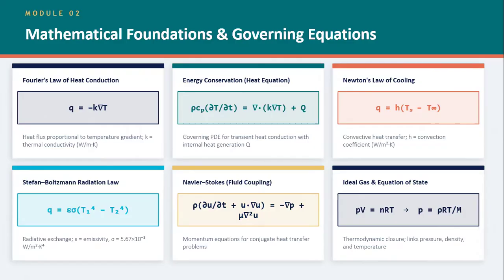The Stefan-Boltzmann law explains thermal radiation exchange between bodies. For systems involving fluid flow, the Navier-Stokes equations govern momentum transport and fluid motion. Finally, thermodynamic closure is achieved through equations of state such as the ideal gas law. Together, these equations form the basic mathematical backbone of thermal simulations.